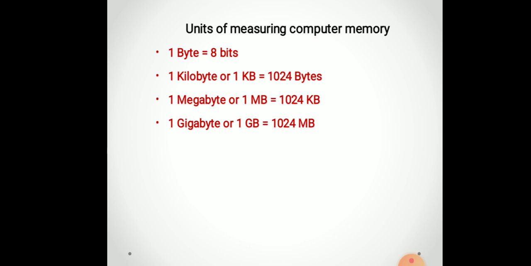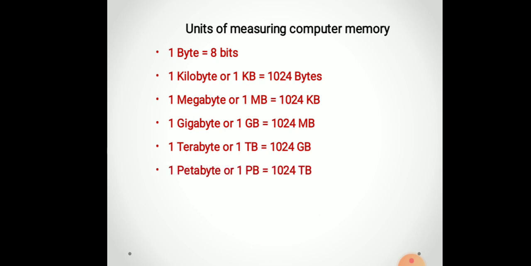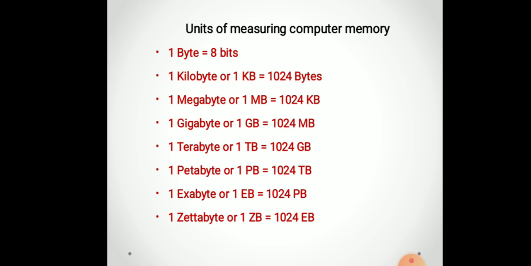1 gigabyte is equal to 1024 megabytes. 1 terabyte is equal to 1024 gigabytes. 1 petabyte is equal to 1024 terabytes. 1 exabyte is equal to 1024 petabytes. 1 zettabyte is equal to 1024 exabytes. 1 yottabyte is equal to 1024 zettabytes.